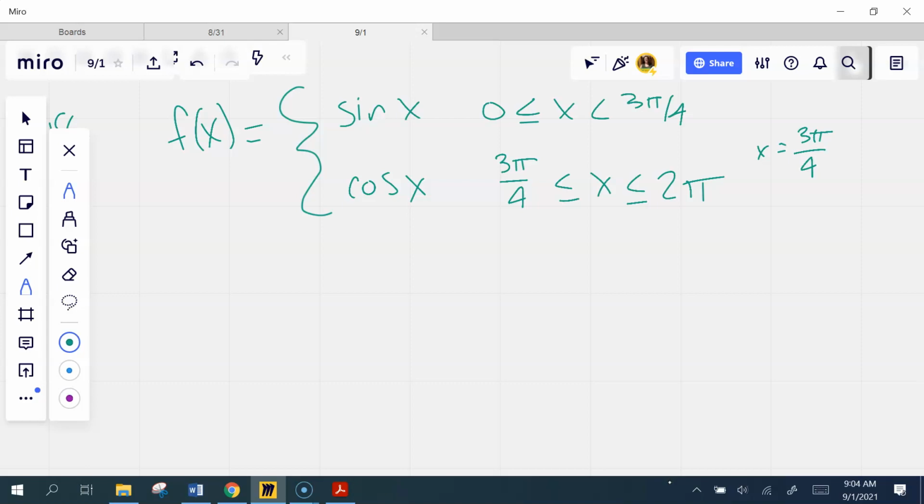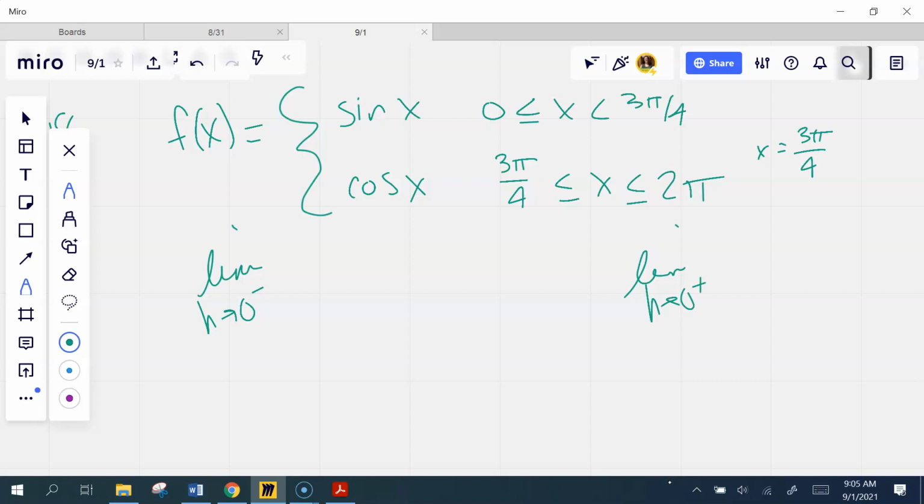Alright, so again, we're going to do difference quotients from both sides. So we'll do 3 pi over 4 from the left, and we'll do 3 pi. We're going to do 0 from the left and 0 from the right because we're doing the difference quotient here. There we go.